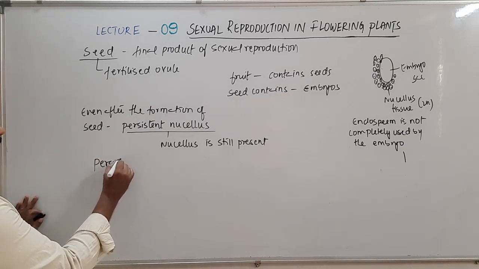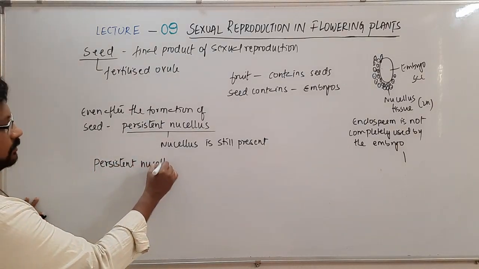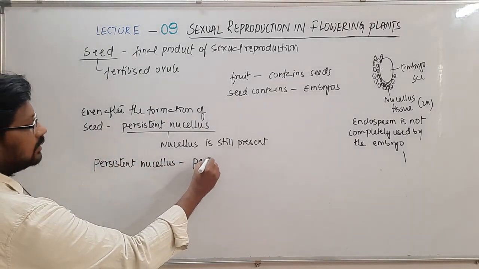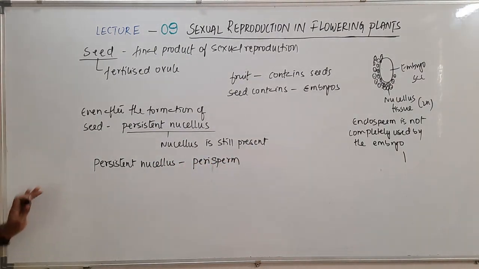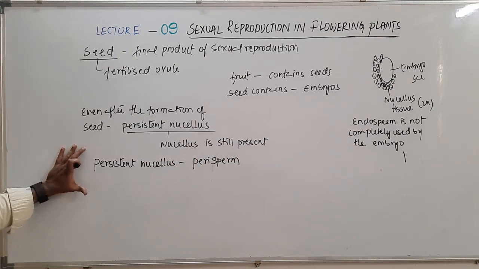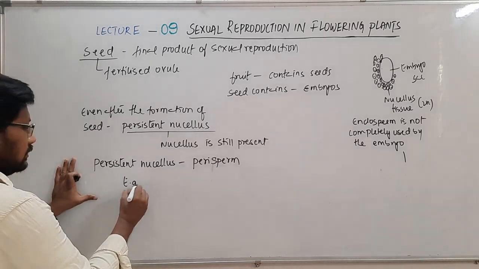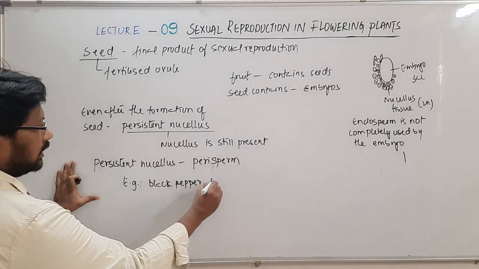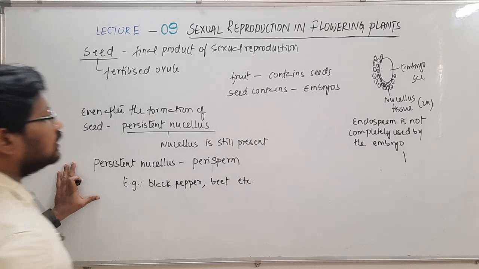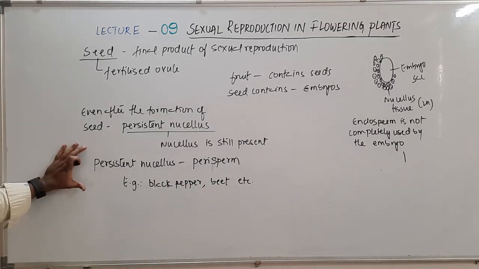So I will write it again here. Persistent nucellus is nothing but the perisperm. Another word for persistent nucellus is perisperm, a technical word for it. You find this perisperm in the seeds of plants like black pepper, beet, etc. You will find this persistent nucellus called the perisperm.